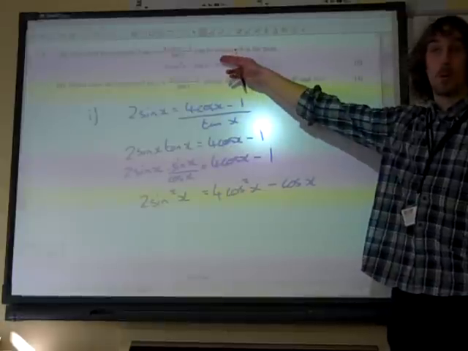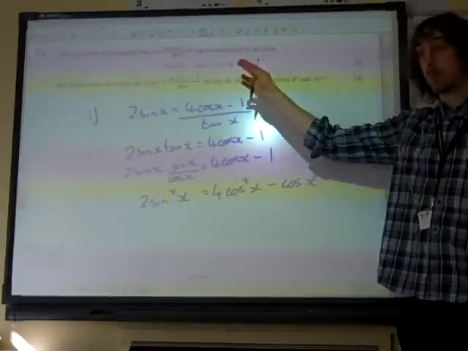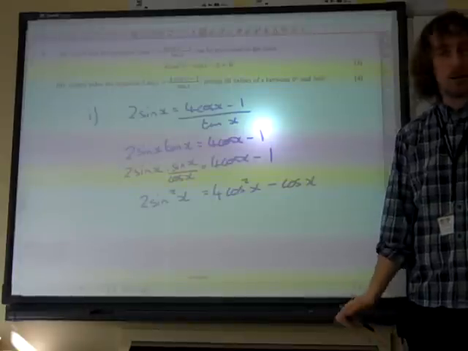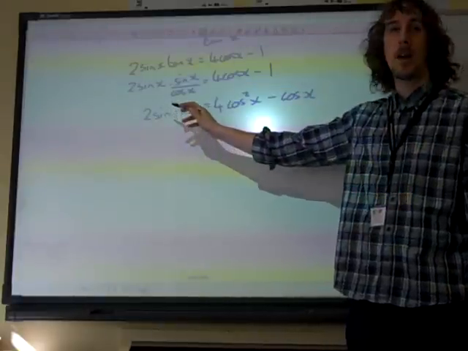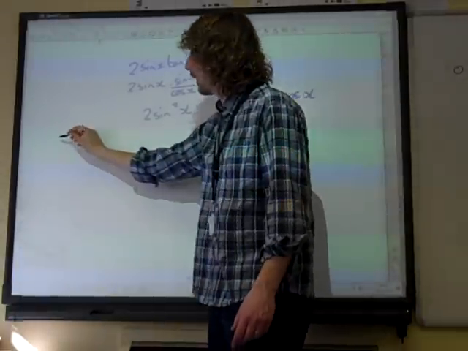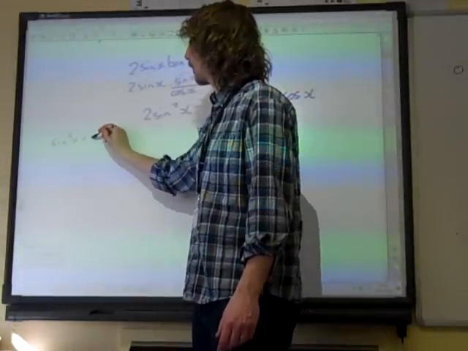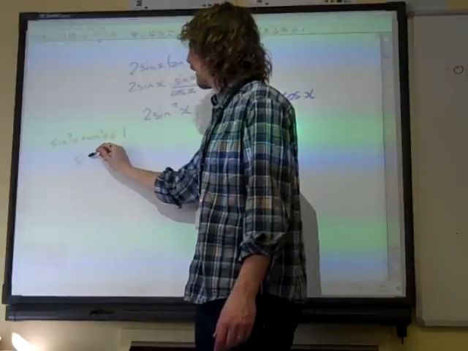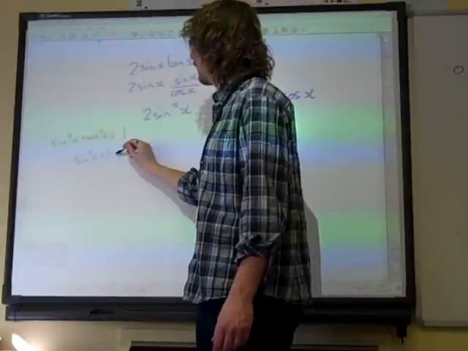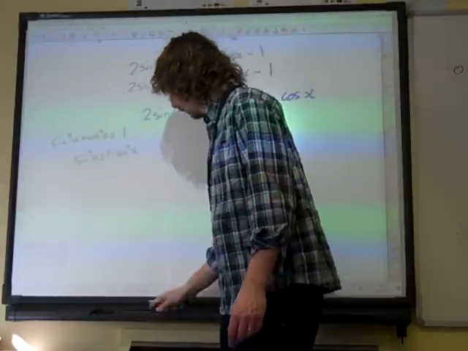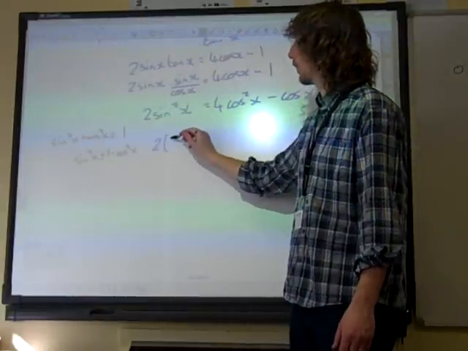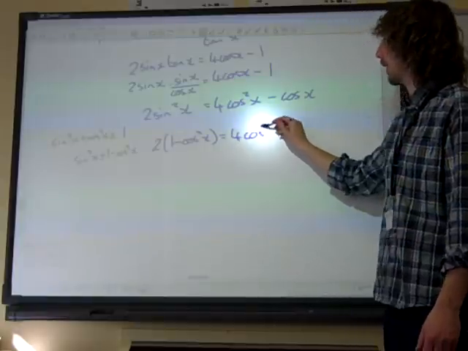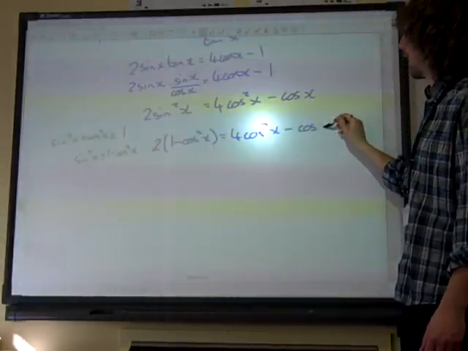The thing that we're heading towards is only in terms of cos x. At the moment we've got both sine x and cos x. So we're going to rearrange this first, the left hand side here. Remember from the identity, if sine squared x plus cos squared x is always equal to 1, then sine squared x is 1 minus cos squared x. So this is 2 lots of 1 minus cos squared x is 4 cos squared x minus cos x.